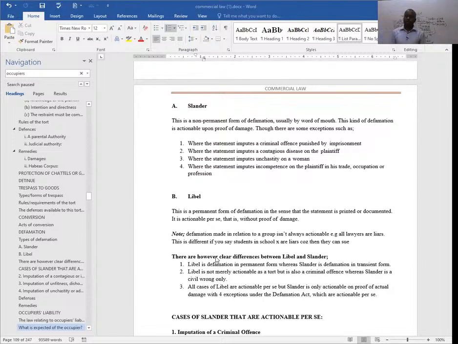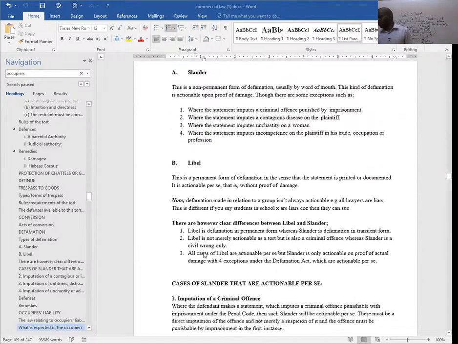So we can look at the general defenses of tort. What we mean by the general defenses of tort, they are basically those defenses we've come across that can be used by the defendant to protect himself in a court of law if you're accused of maybe defamation, or occupiers' liability, trespass, and all those we've come across under the law of tort.